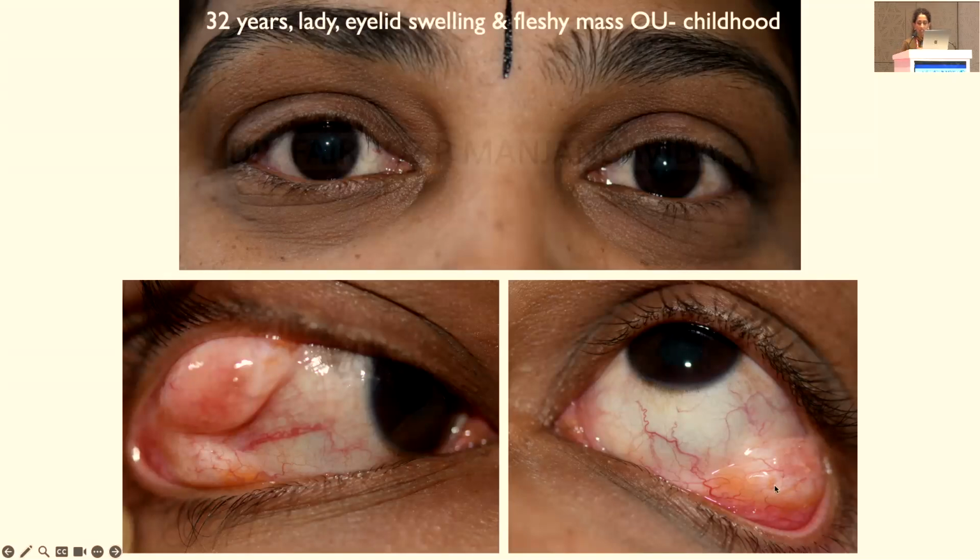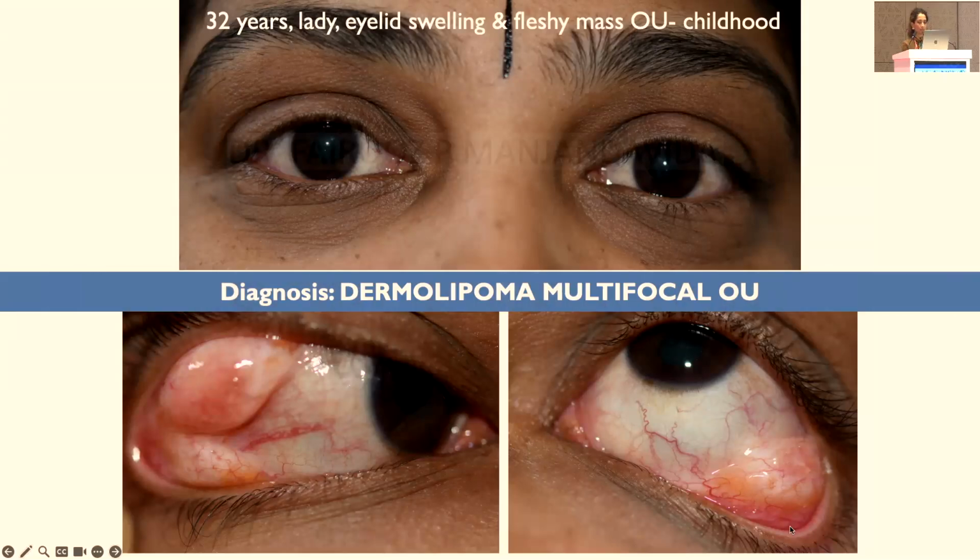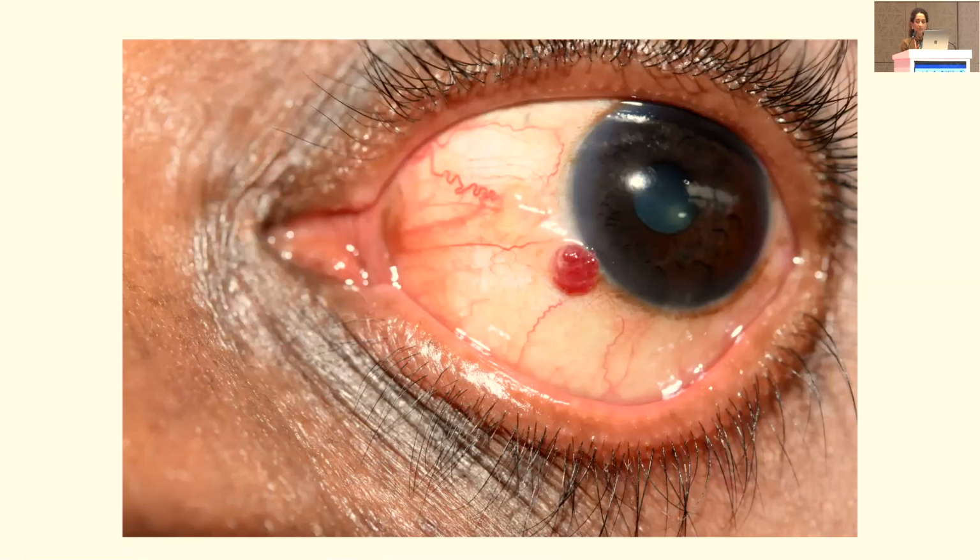What gives it away is this particular yellowish color appearance. There are two hairs coming out over there. There is a follicle over there, and this gives away the diagnosis. So this is a multiple, bilateral dermolipoma. All right, a straightforward case.